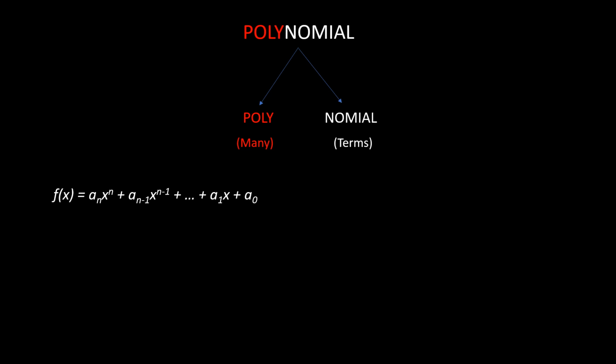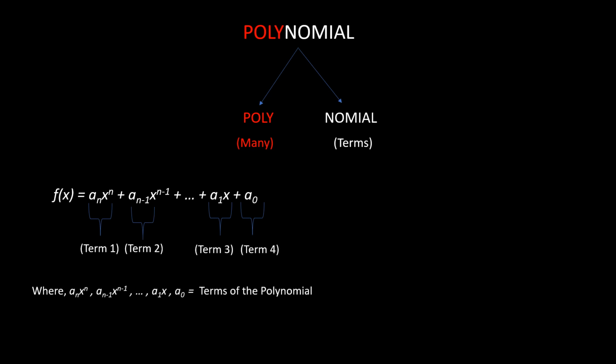So this is the equation which we had given in the textbook. In many math high school books, it's the general form of a polynomial. As you can see, the polynomial f of x is made of these four terms: an x raised to n, an minus 1 x raised to n minus 1, a1x, and a0. So these four are the terms of the polynomial: term 1, term 2, term 3, and term 4. These four terms, when combined or added, make up a polynomial, as the name suggests.